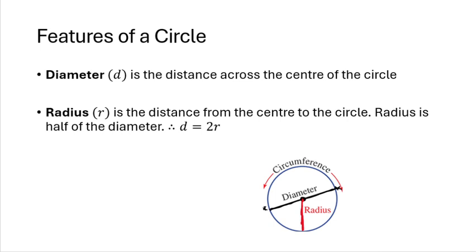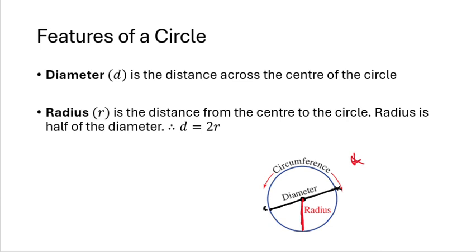Now, features of a circle. You should be able to describe some features on a circle. Let's say you're given a diagram and it's your job to identify which one's the diameter, which one's the radius, which one's the circumference. Use this diagram to help you.